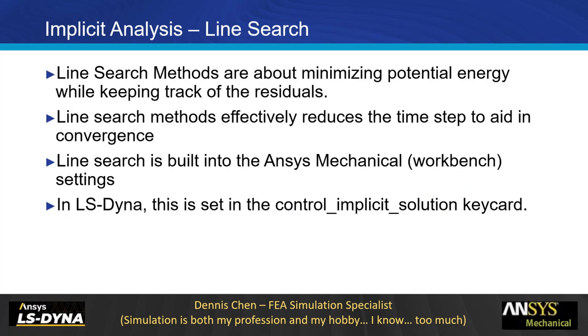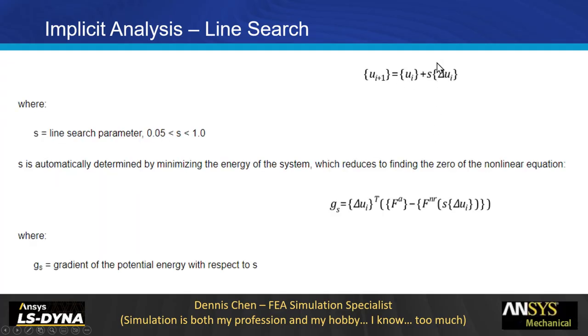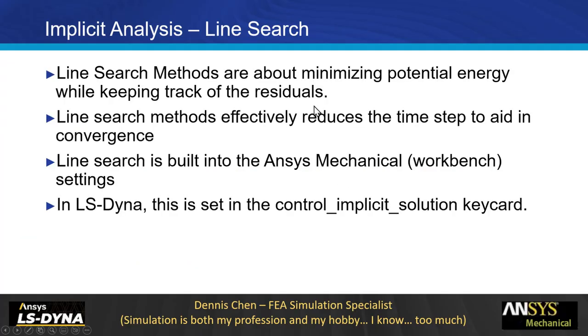Line search is essentially a way to find a minimization point within the potential energy of the system while keeping track of the residual, right? So you look at the residual value as you iterate, and it's used to determine the optimal step within the Newton-Raphson iterations. Think of it as applying a multiplier to your equation, such that if we adjust the line search parameter, we can adjust the total displacement. That allows us to find the optimal step to take, given the observation of the energy of the system and of the residual that we're tracking.